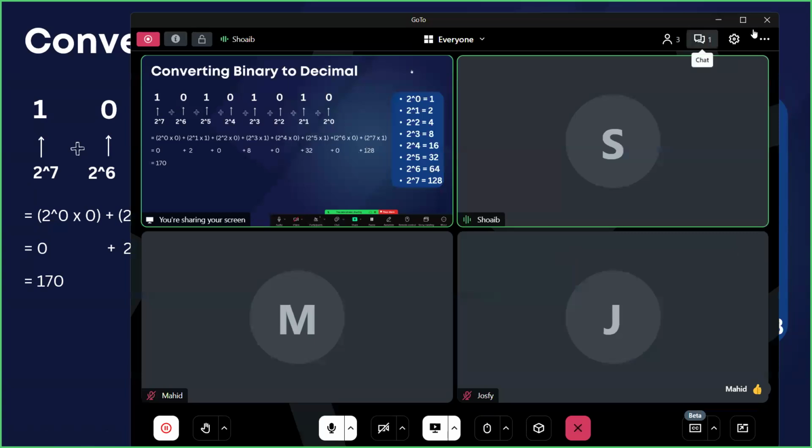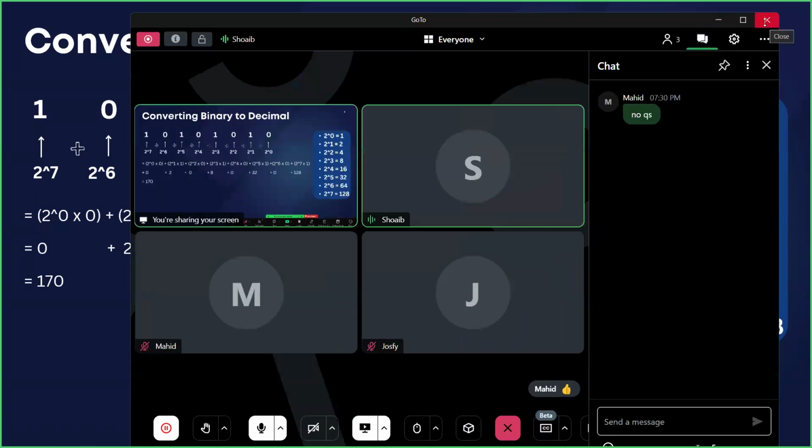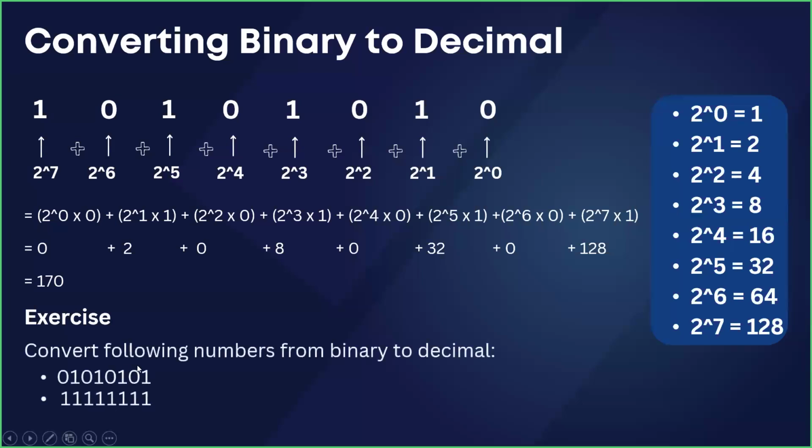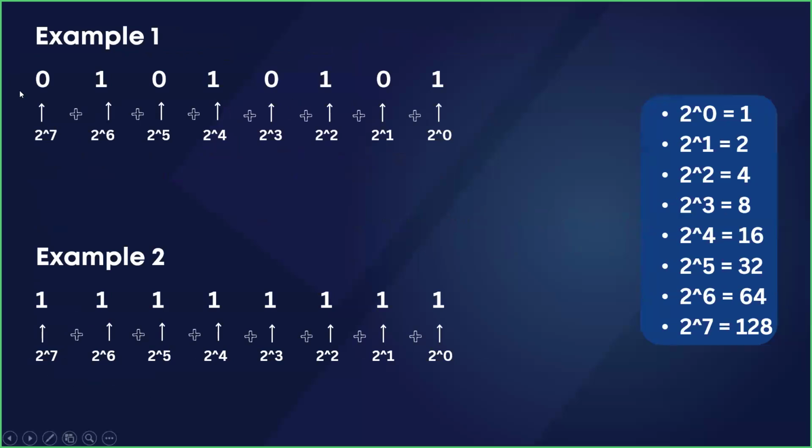Now, if this is clear, guys, I have two other numbers here. If you notice on the screen, I want you to calculate the decimal answers for these numbers and give me the value. The first number is 0101010, and the next number is all ones. Take your time, no rush. Calculate the answers and give me the decimal value for both these binary numbers.